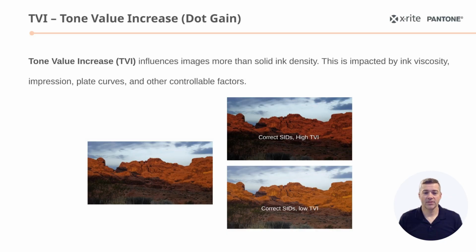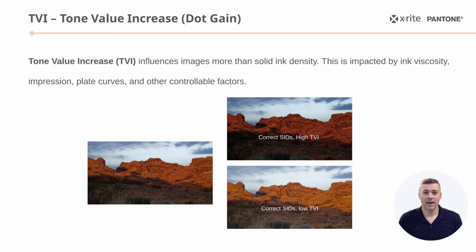Images are made up of tints, so tonal value increase, or TVI, has a major impact on how they appear. Even if the solid ink densities are spot on, that doesn't guarantee the final image will look right. Take the two images on the right. They have identical solid ink densities, but they look very different. That's because the TVI is different, and in this case, the color lives entirely in the tints.